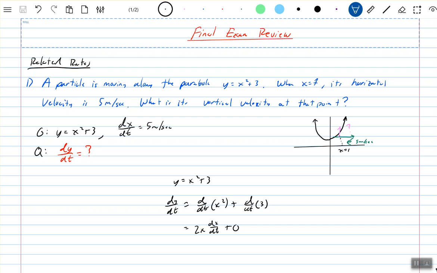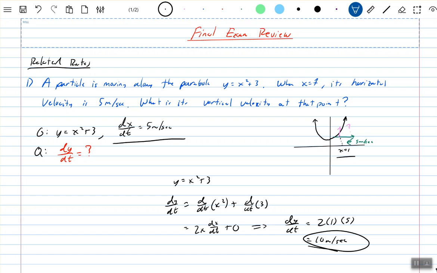Now, to solve for dy/dt, we require x and dx/dt. We have our x value, and we have our dx/dt value. So using that information, we can conclude dy/dt is equal to 2 times 1 times 5, which is equal to 10 meters per second. And that's how we're going to tackle a problem like this.